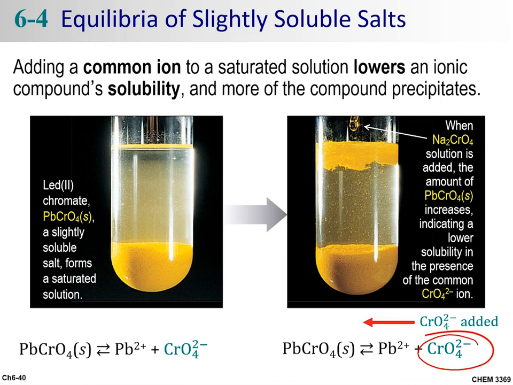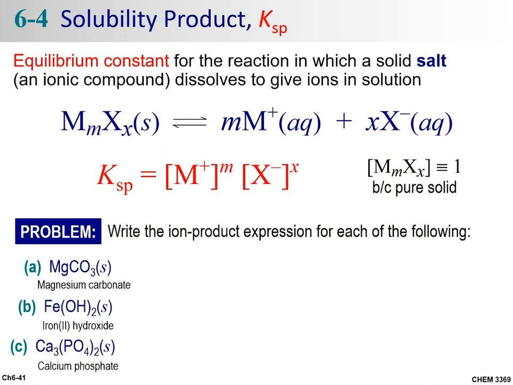The change that you are imposing is increasing the concentration of chromate, CrO4 2-. So the system will try to go in a direction that decreases this concentration. And that direction is to form more solid lead chromate. That's why you see more solid forming in this solution if you add a common ion. So that is the common ion effect.